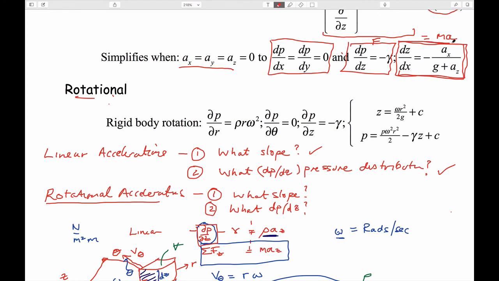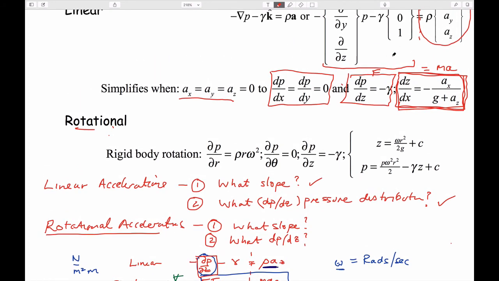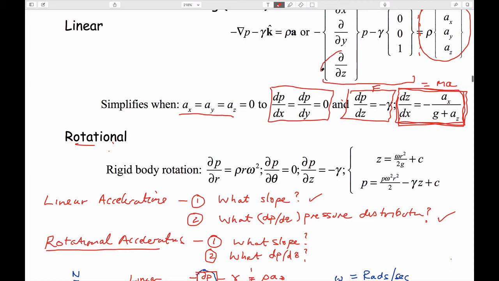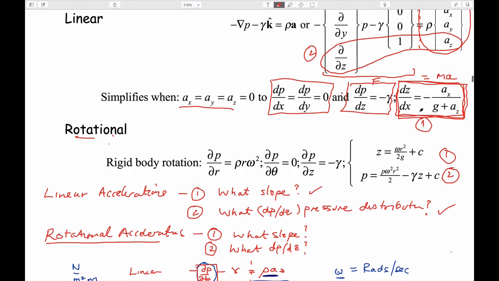I guess this is one. And I suppose the other one would be the bottom equation on this plot here. So that's the second one, and that's the first one. How the pressure changes with depth is number 2. What the surface looks like on the surface is number 1. So those are the two standard results that you have. The top one's for linear acceleration, the bottom one for radial acceleration.